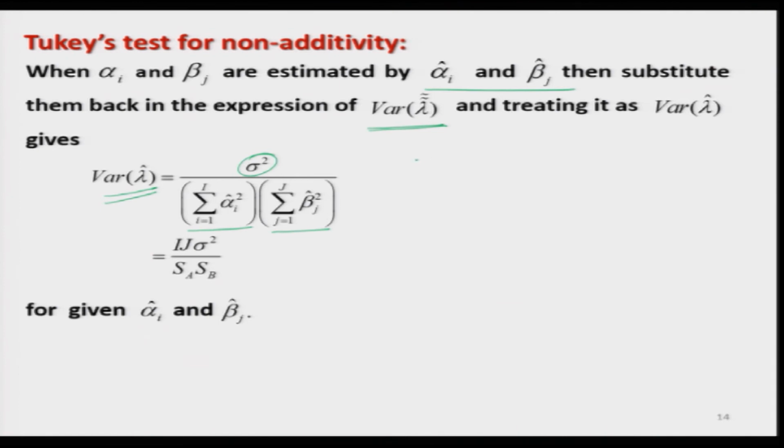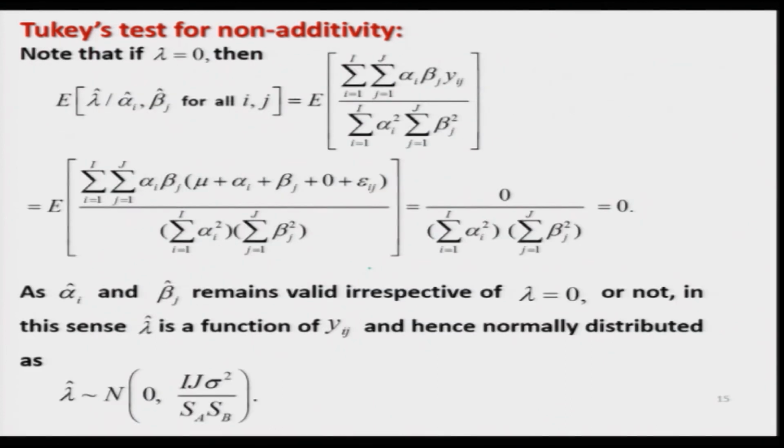And if you try to multiply and divide it by the term I j, then you will get the variance of lambda hat as I j sigma square divided by S A into S B, right. But remember that alpha I hat and beta j hat both are known to us. So, you can now have this quantity, right.